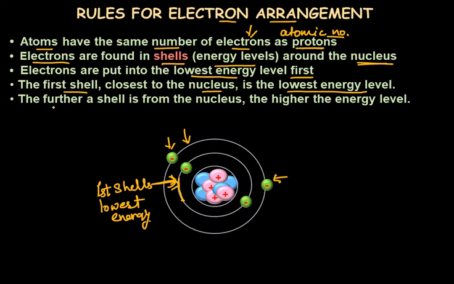We can also say that the shells away from the nucleus have the highest energy. So the shells farther from the nucleus are at higher energy levels. In short, the shell closest to the nucleus, that is the first shell, is filled first. Then we go to the second shell, which is further away from the nucleus, and then keep on going away from the nucleus. The shells have higher energy.